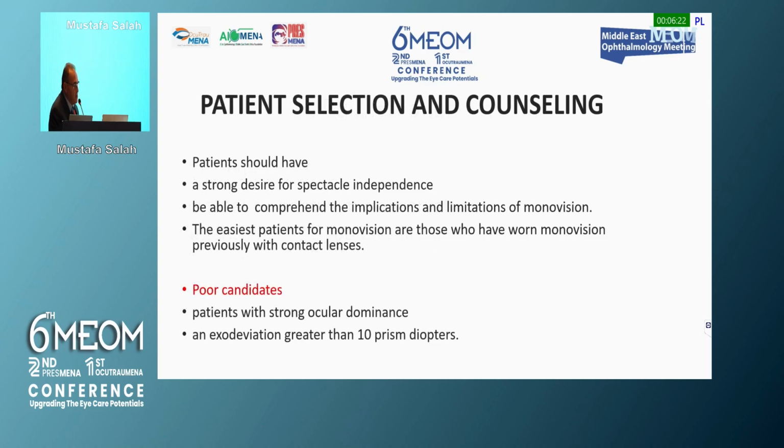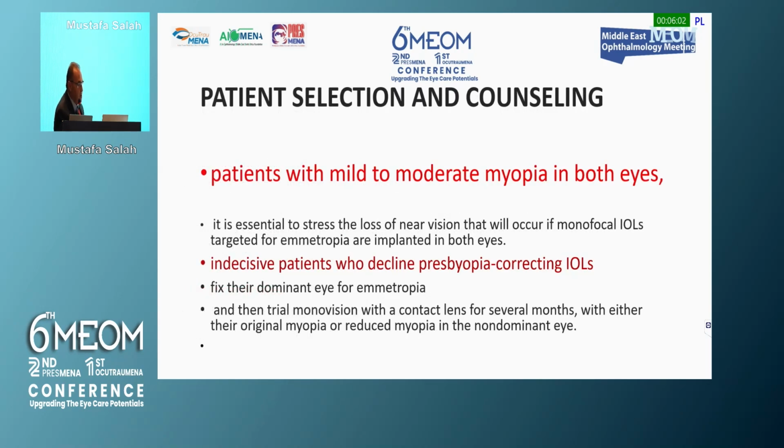So how to select the patient for this? The patient should have a strong desire for spectacle independence. They have to comprehend exactly the implications and limitations. Poor candidates are patients with strong ocular dominance and also patients with anisometropia greater than 10 diopters. Patients with mild to moderate myopia, this is very important. We have to discuss this with them, and we give them a trial with a contact lens.